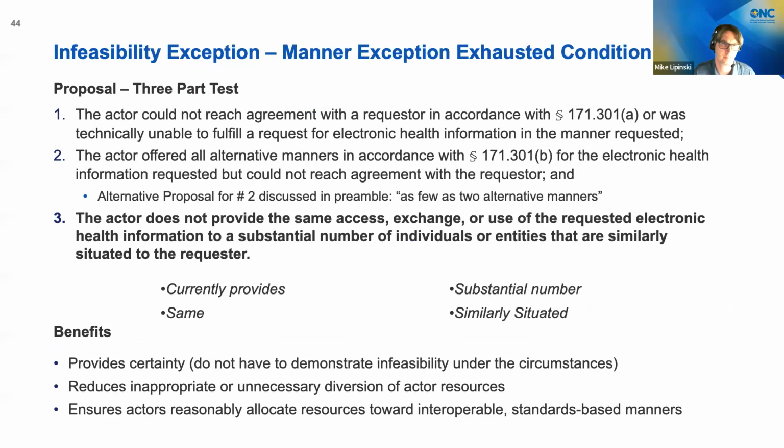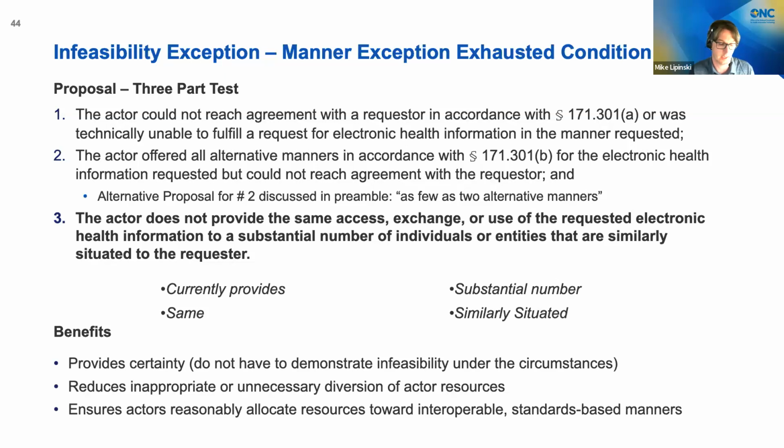Okay, next slide, please. So this is an exception again for actors to try to provide more certainty. It is similarly focused in that same space of infeasibility under certain circumstances. So what we're trying to do here is provide more certainty. For example, now if an actor offered a certain way to provide the EHI and the requester resisted or didn't agree, then they would work through the content and manner exception. And in each of those, there's an alternative manner. The requester has to agree for the actor to get the benefit of that exception.